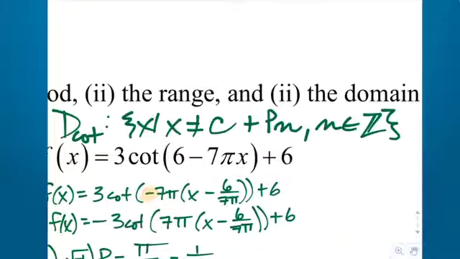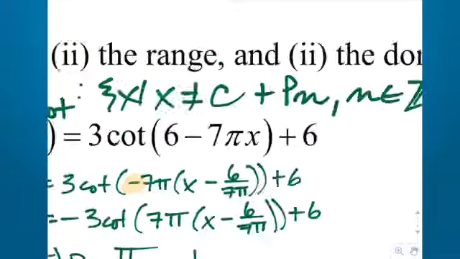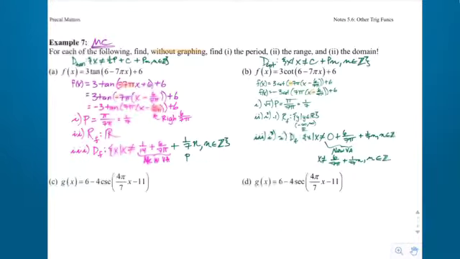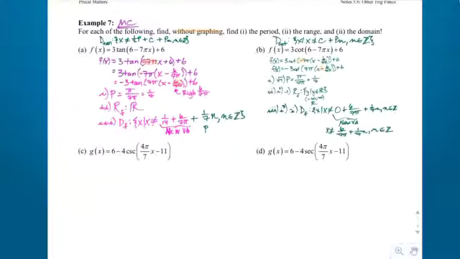If you're shifting to the right, you're adding. If you're shifting to the left, you're subtracting. So it's going to be the opposite of what it appears. It looks like a minus sign in the equation, so you're really adding to your C value. Okay, so that takes care of tangent and or cotangent.